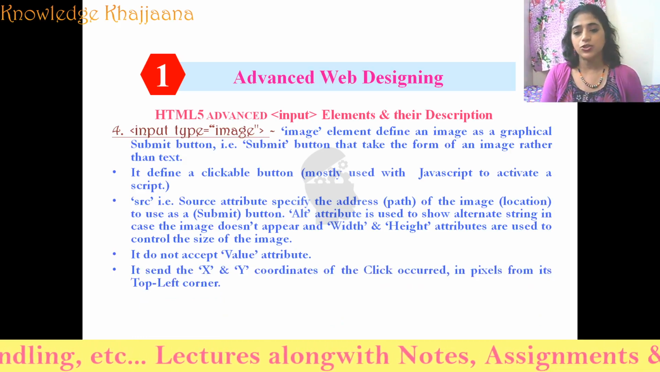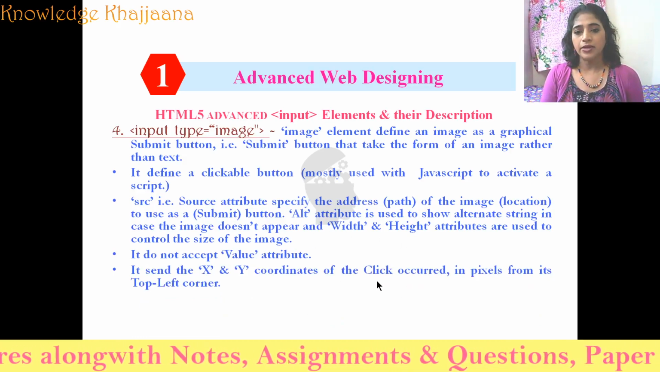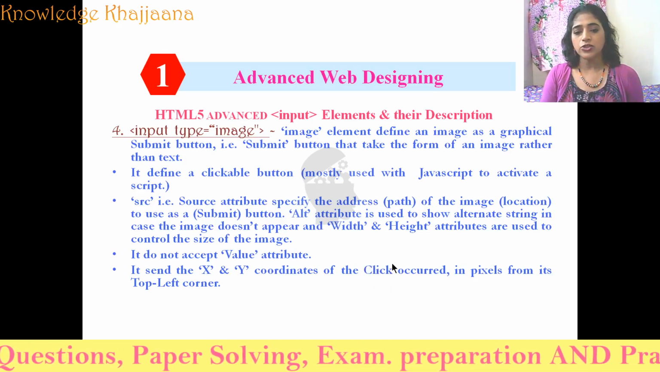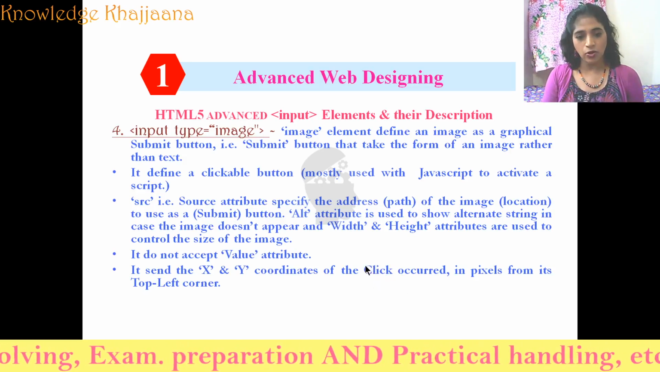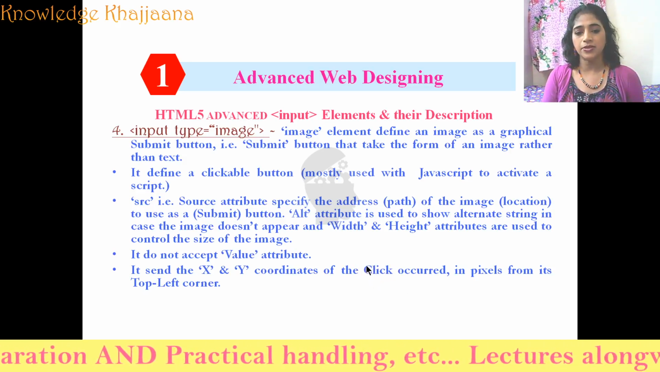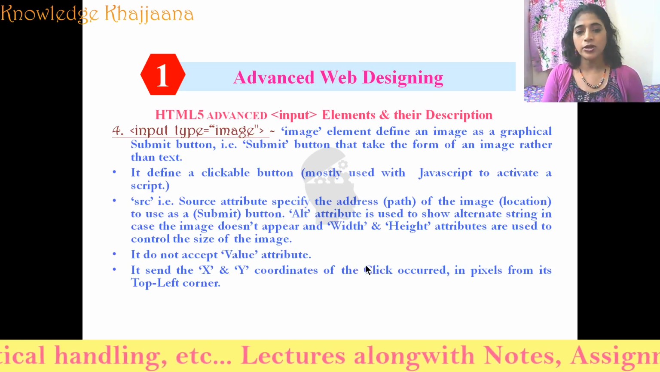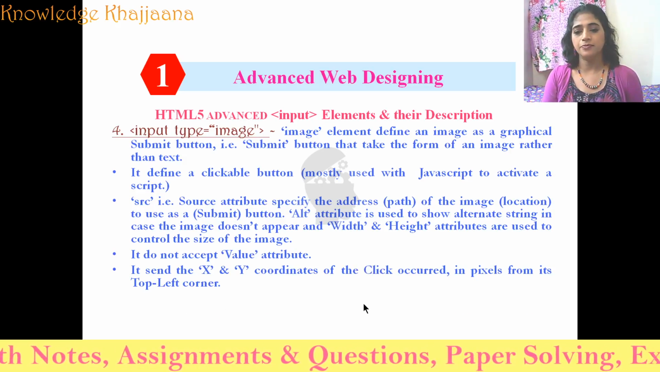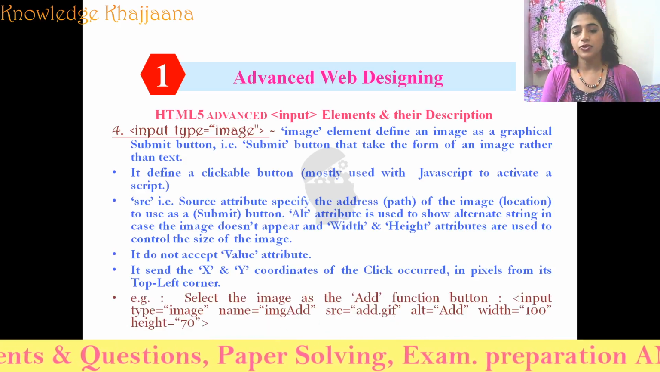What it says actually is, whenever you click on that submit button where there is an image, the location or the place where that click event has taken place, the x and y coordinates of that location from the top left corner are submitted. I will show an example of the same.